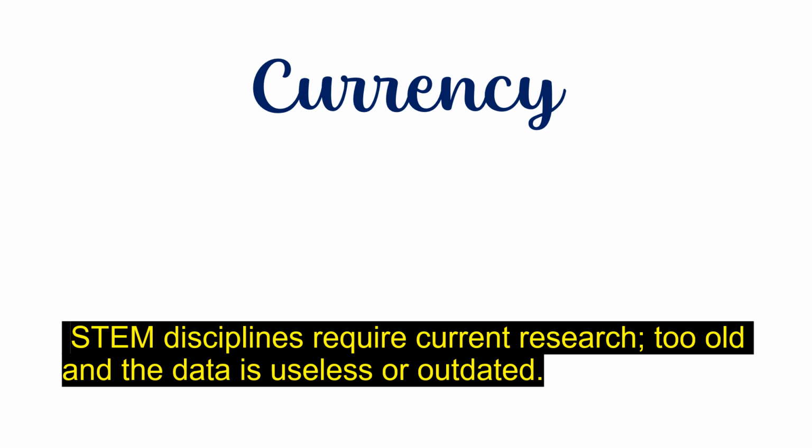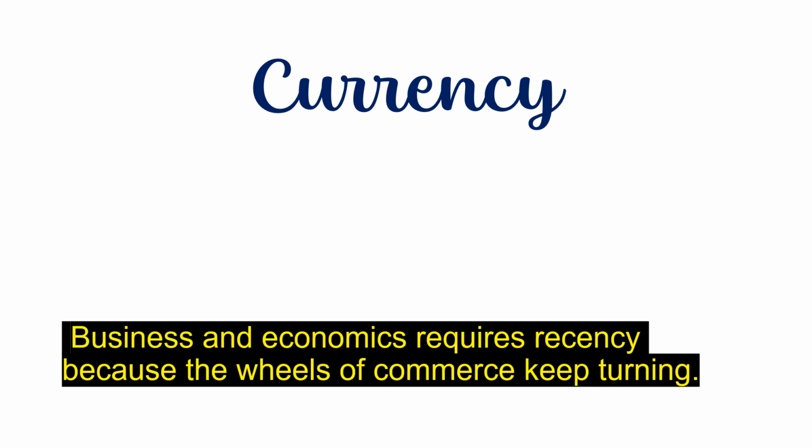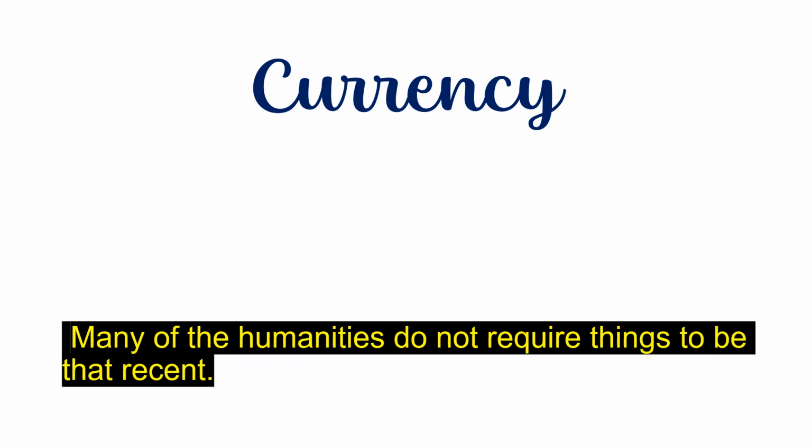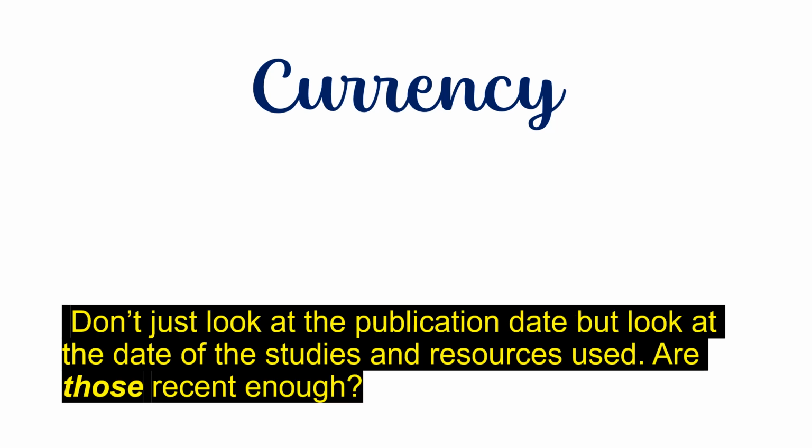STEM disciplines require current research. Too old and the data is useless or outdated. Business and economics requires recency because the wheels of commerce keep turning. Many of the humanities do not require things to be that recent. Don't just look at the publication date, but look at the date of the studies and resources used. Are those recent enough?